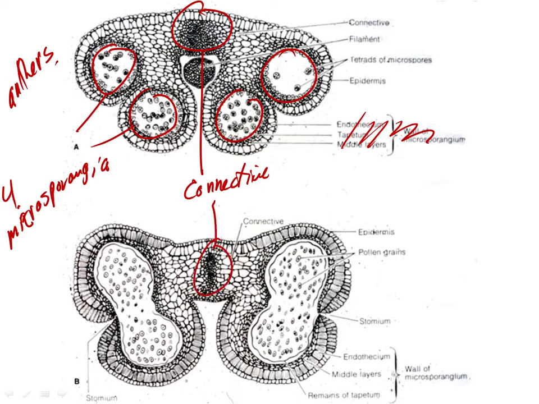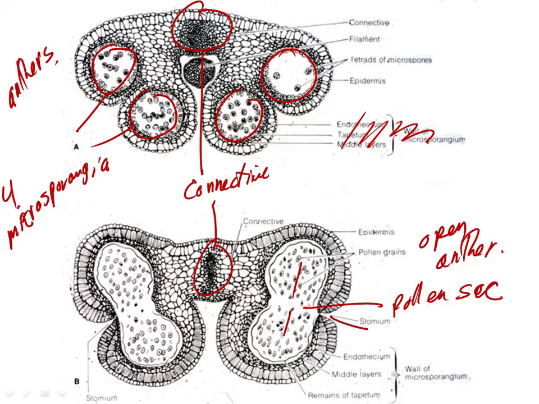Connective again, this is an open anther. And you can see that two adjacent microsporangia fuse together to form a pollen sac. And there is an opening, or a place where it splits. And again, there's technical names for all of that we're not going to be concerned with. Just the basic idea that our microsporangia fuse together, and then the anther opens and sheds the pollen.